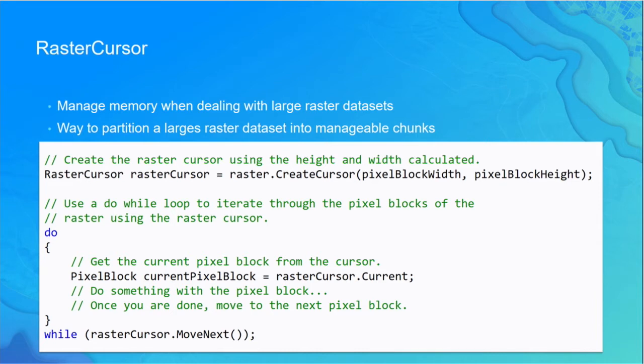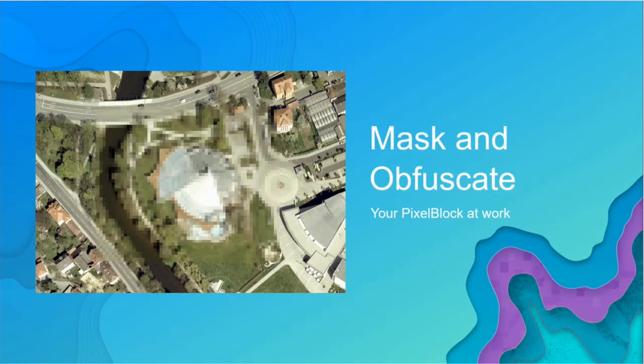So you create the raster cursor, and you give it an estimate of the height and width of the pixel block sizes that it should produce for you. And then it's pretty much the move next and current approach to iterate through the cursor. Once we get the pixel block, we can manipulate it and then write it back and go ahead and move on to the next pixel block. So with that clarification out of the way, let's look at some code.